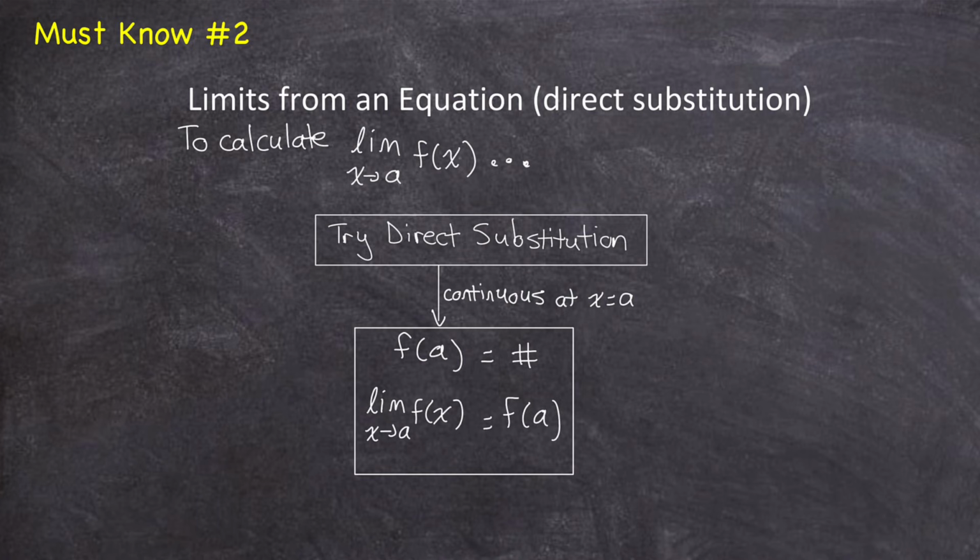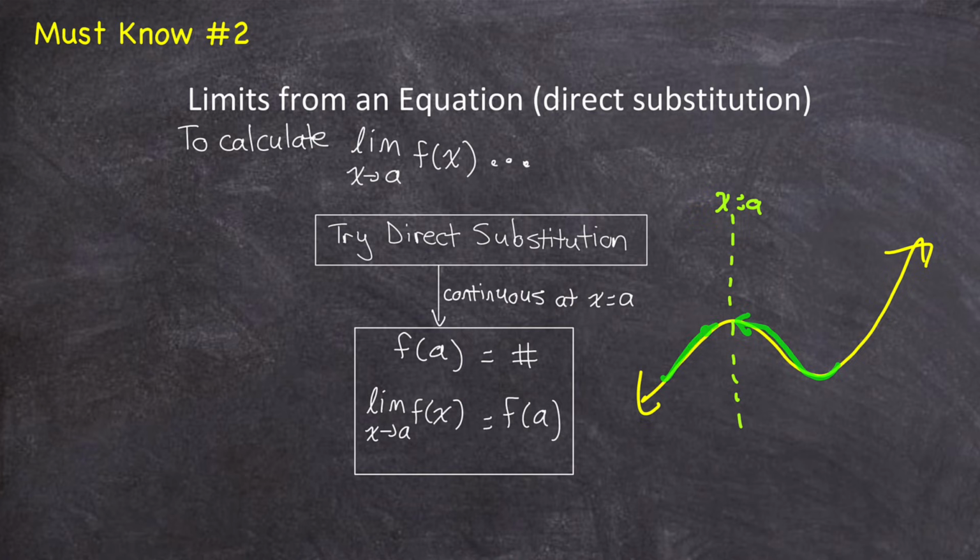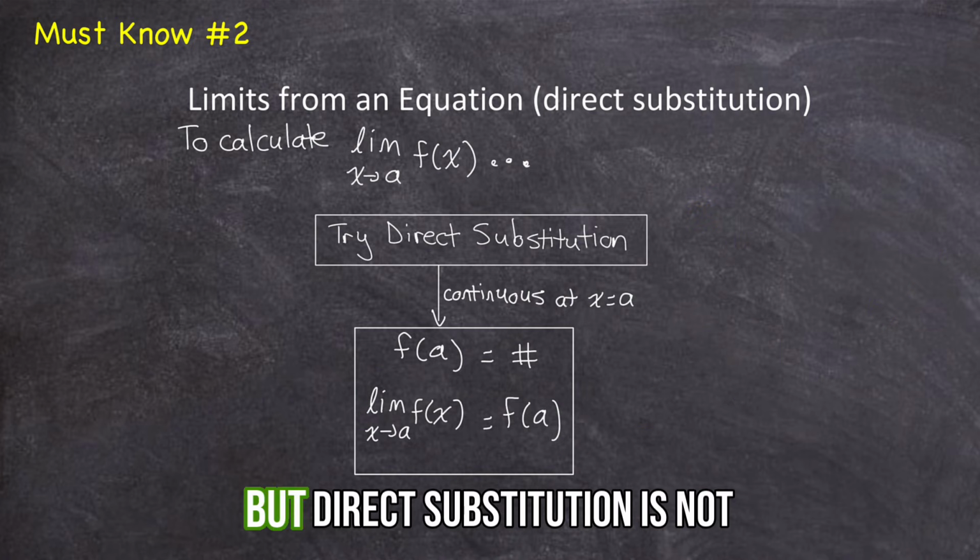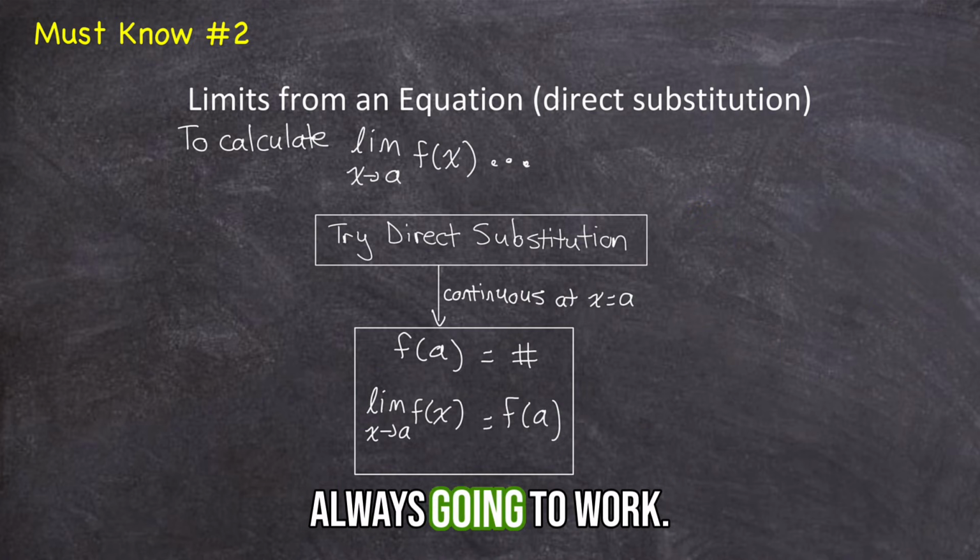And just as a quick demonstration of that, if we have some continuous function, finding the limit of a function as it approaches any x value of a on a continuous function, we would find that as the function approaches the x value of a from the right and from the left, it's just approaching the actual point that is on the function. And that's all this says right here. But direct substitution is not always going to work.